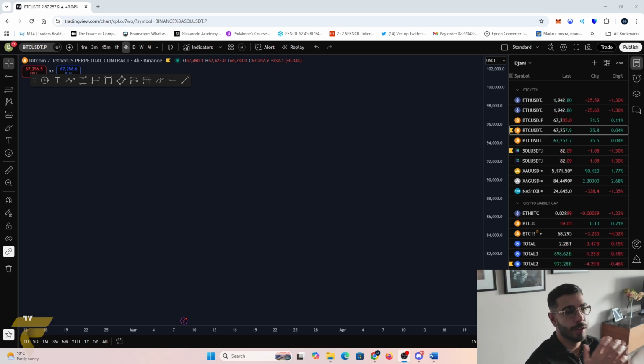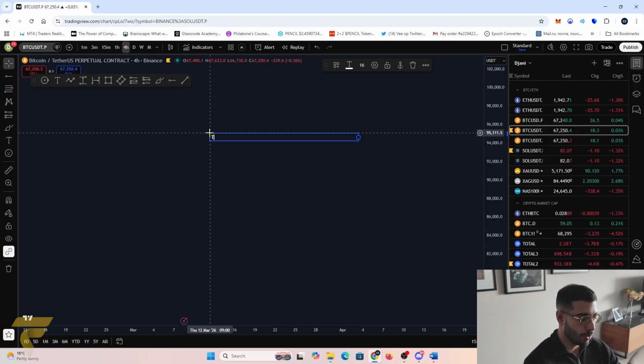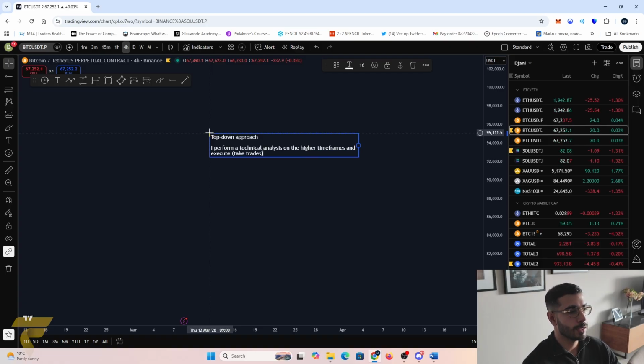Keep in mind, my way of trading is not necessarily the perfect way. There are many approaches, many strategies that might work. However, let's focus on the so-called top-down approach. This is something that I also explained in smaller detail a couple of modules ago. The top-down approach is pretty much where I perform a technical analysis on the higher time frames and execute, as in take trades, on the lower time frames.